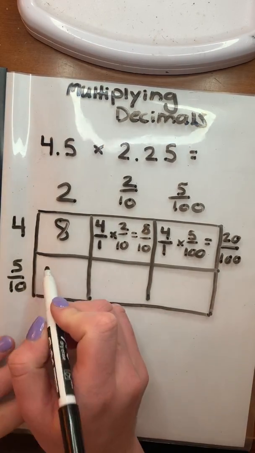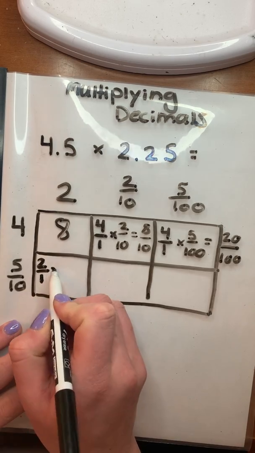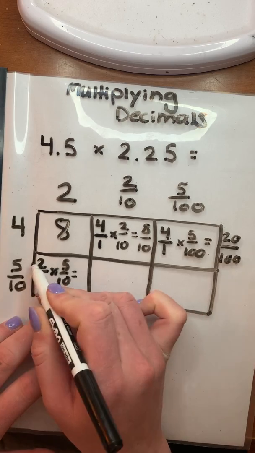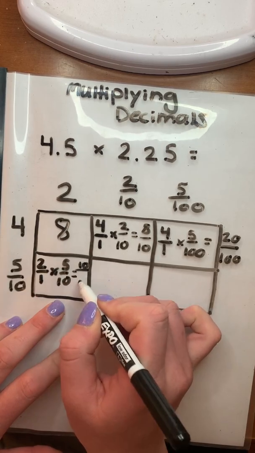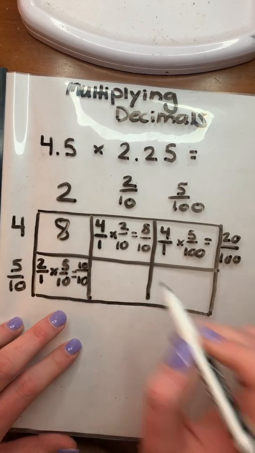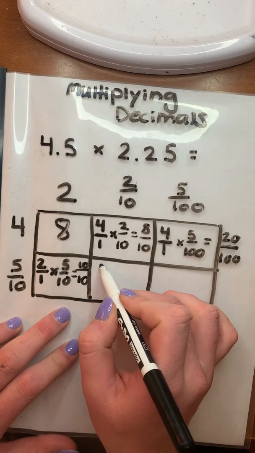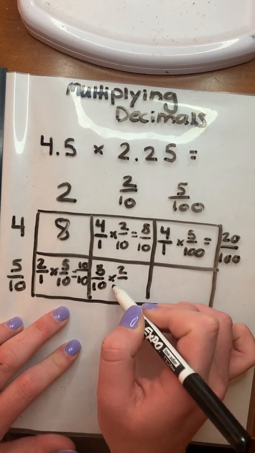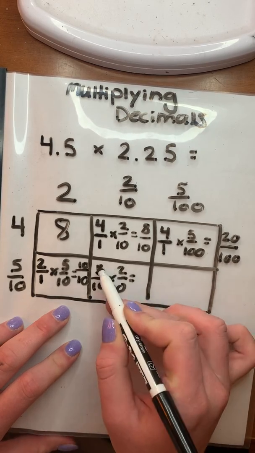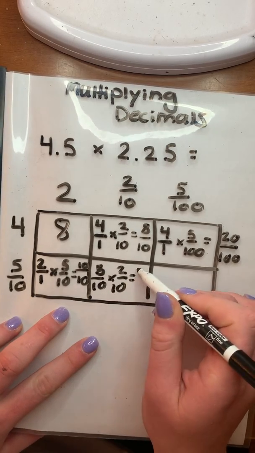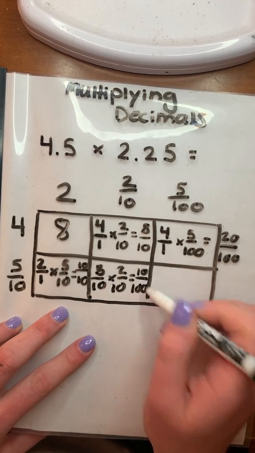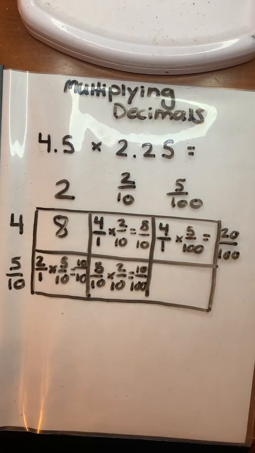Now we're going to do the bottom column. 2 multiplied by 1. 10 tenths. Again, remembering we multiply across. We're going to do 5 multiplied by 2, gives us 10. And then 10 multiplied by 10 gives us hundredths. So we're now in the hundredths place.